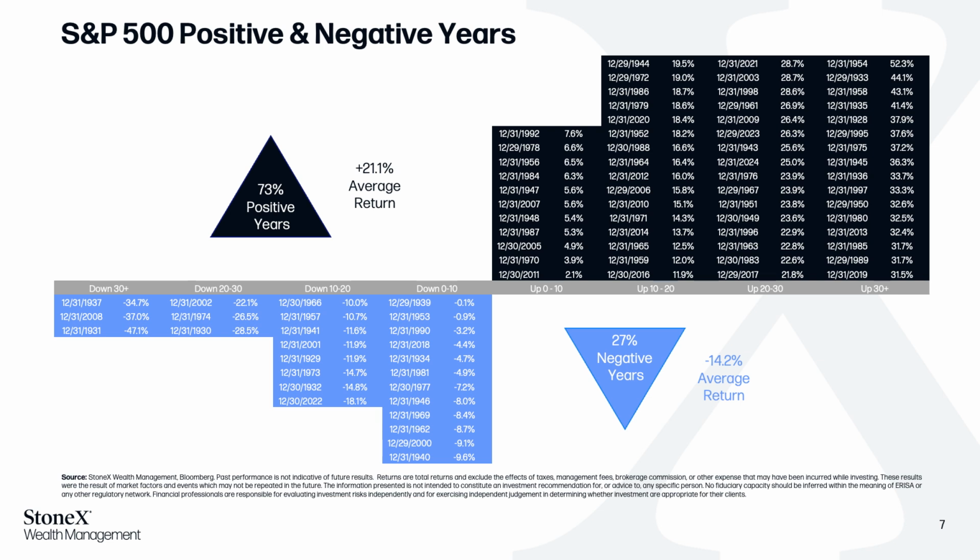But then go all the way out to the left, negative 30% or worse years, it's only 3 of them, including the 30s, including 2008. So, often we talk about, when's that cataclysmic bear market going to come? And they happen. They just don't happen that often, and certainly much less often than the good years.